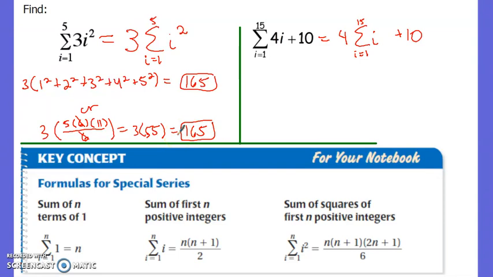Now, we didn't really need it. Notice it was just as fast to do it the other way around. With just 5 terms, you can do that one either way. However, on the right side, like we said, we don't really want to find 15 terms.